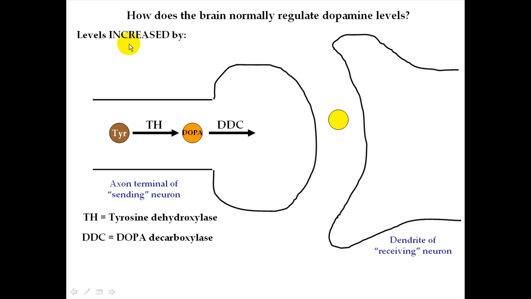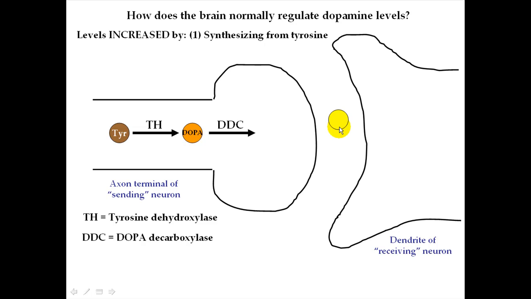So we'll just list it here. What are the different ways that dopamine levels can be increased? One is by just making more of it from tyrosine. Another way of making dopamine, and maybe making it is not the best term to use, more another way of maintaining the levels of dopamine is by recycling it.